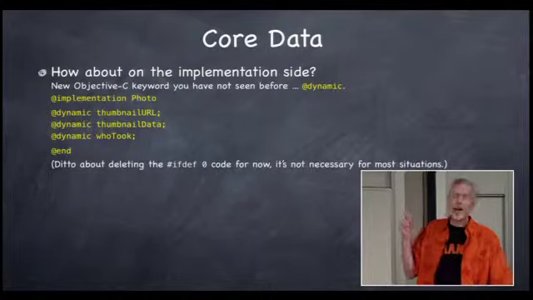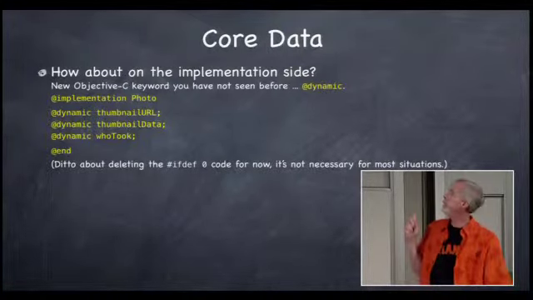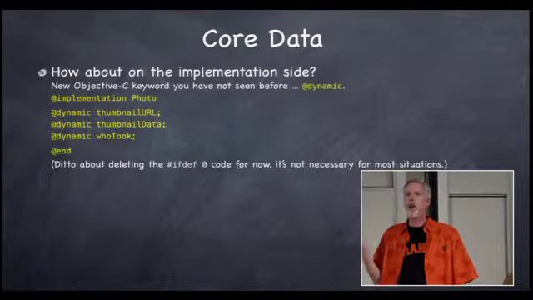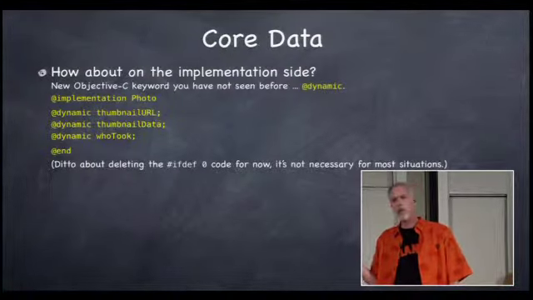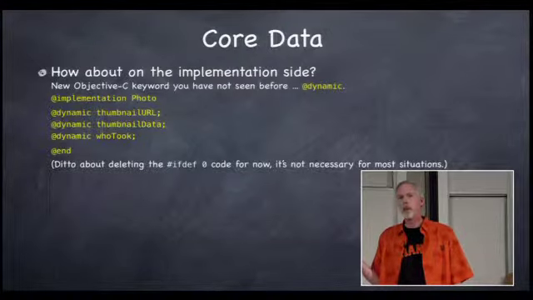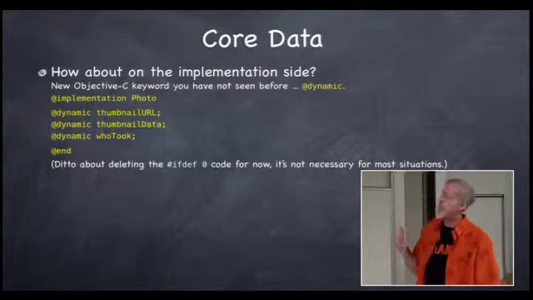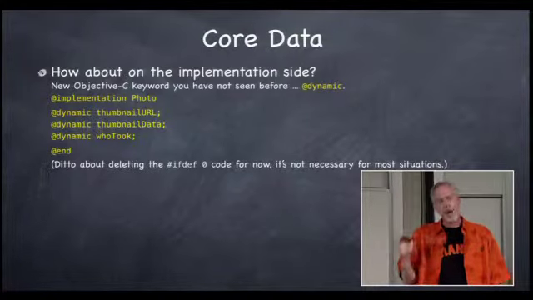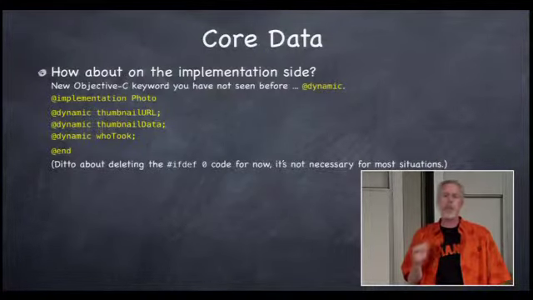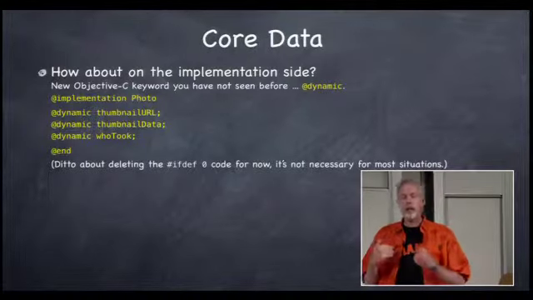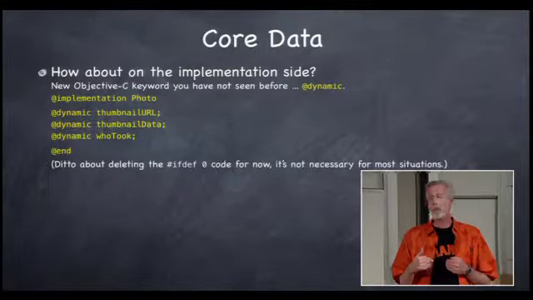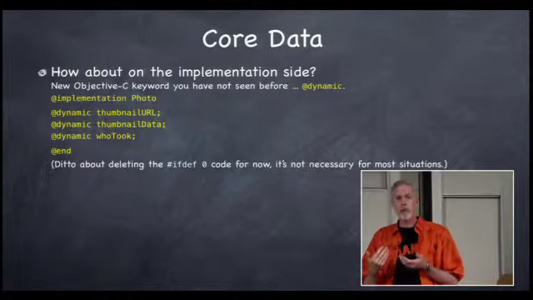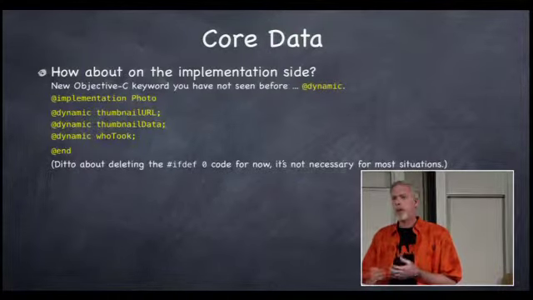But if we don't put these @dynamics here on the implementation side, then the compiler is going to complain. You have a property in your header file that you don't synthesize or implement the getters and setters for. You see why it's going to complain? So when we put @dynamic in there, it just shuts the compiler up. It says, don't worry, we're going to handle it if somebody sends us that property setter or getter. And we inherit that handling from NSManagedObject because our custom subclass Photo or Photographer inherits from NSManagedObject.